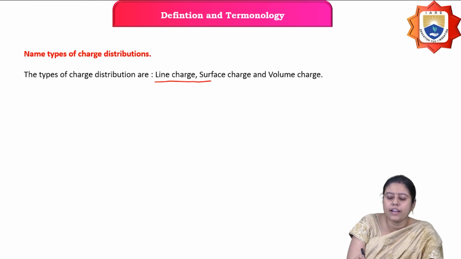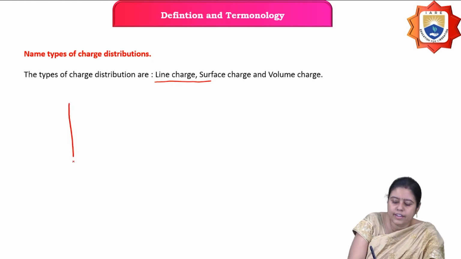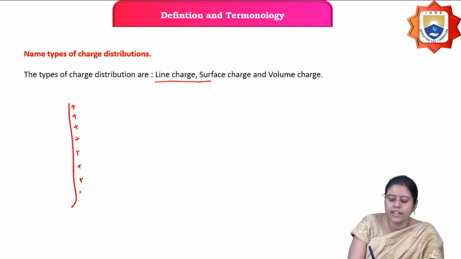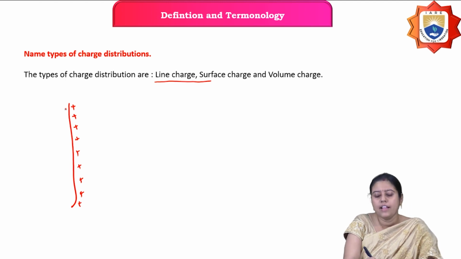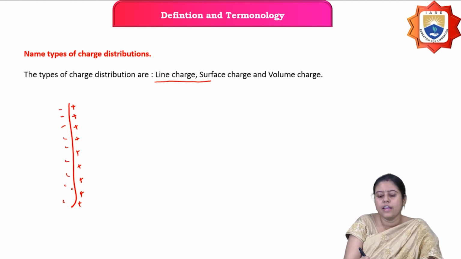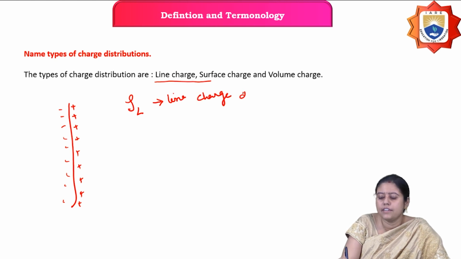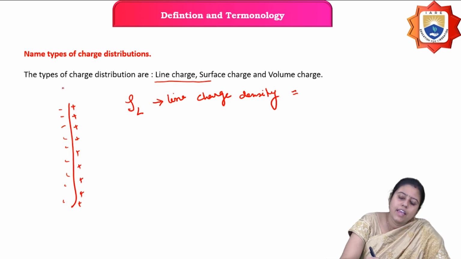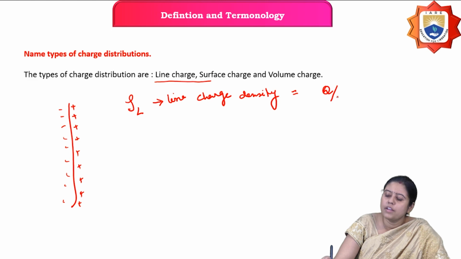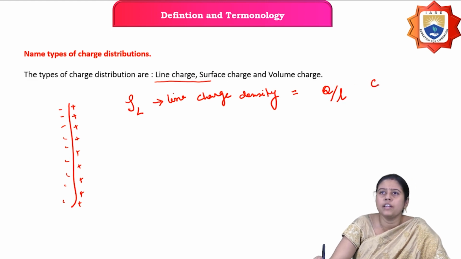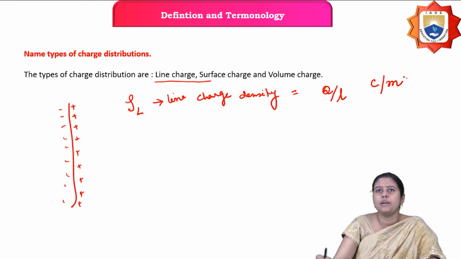What is the meaning of the line charge? If there is an electric line and charge is along the line, this distribution is known as the line charge distribution. In the line charge distribution, we write rho L. Rho L is equal to line charge density. And what is the meaning of the line charge density? If the total charge is Q, it is Q by L, and the unit is Coulomb per meter.